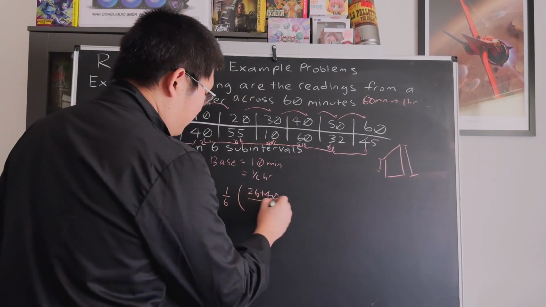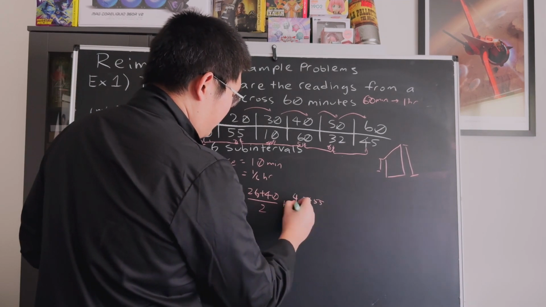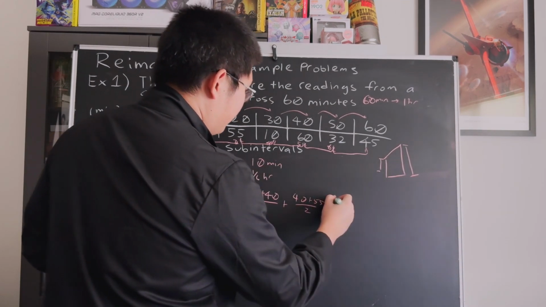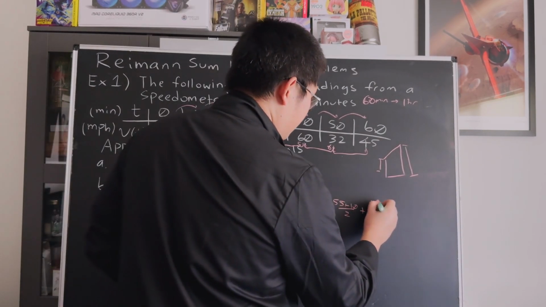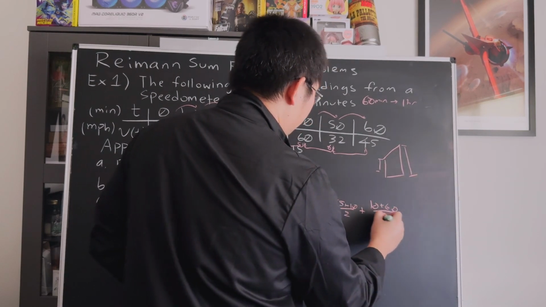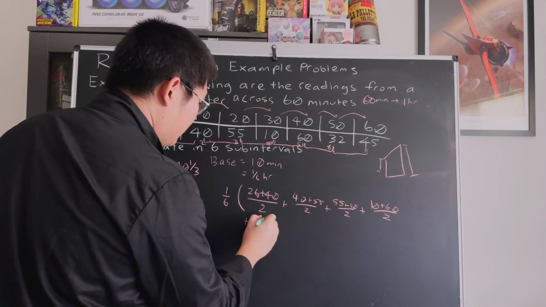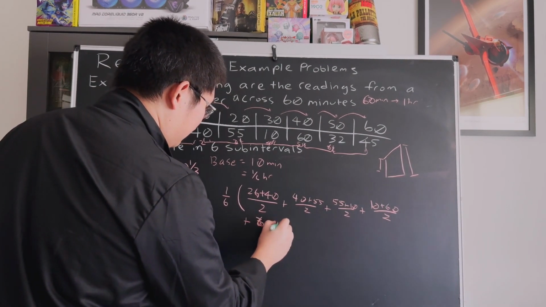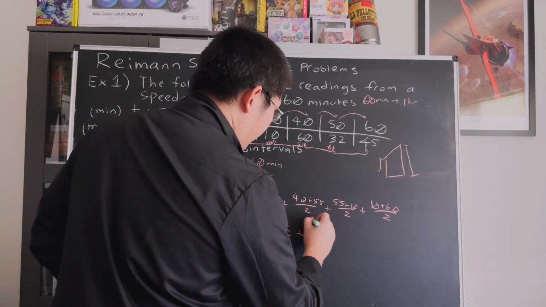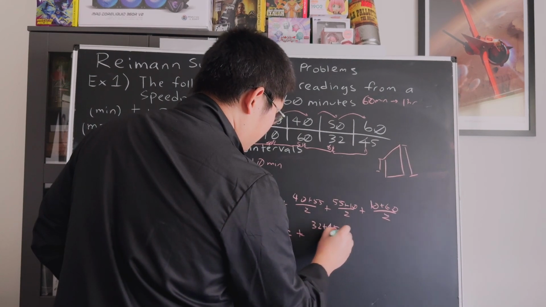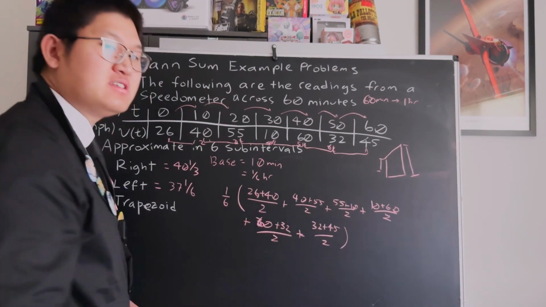So 26 plus 40 all over 2. Then we're going to go down and do the rest. So it's 40 plus 55 over 2. And then it's going to be 55 and 10 over 2. And then 10 and 60 all over 2. And then it's going to be 60 and 32. Let's see, we've got to continue down here. So 60, make sure we keep it consistent. 60 and 32 all over 2. And then lastly, 32 and 45 all over 2. Like this. Okay? So we have all of these paired up.